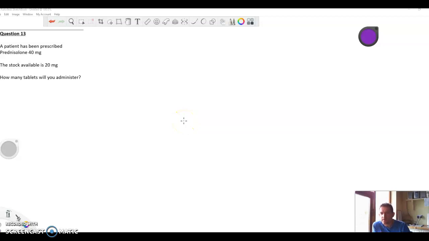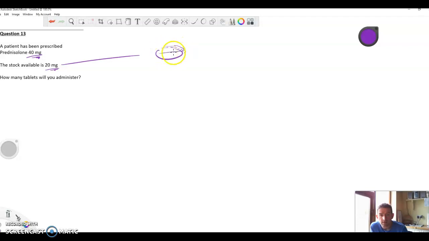The patient has been prescribed prednisolone, whatever, 40 milligrams. So the patient has to get 40 milligrams. The stock dose is 20 milligrams. How many tablets will you administer? So each tablet, here's a wee tablet, right?